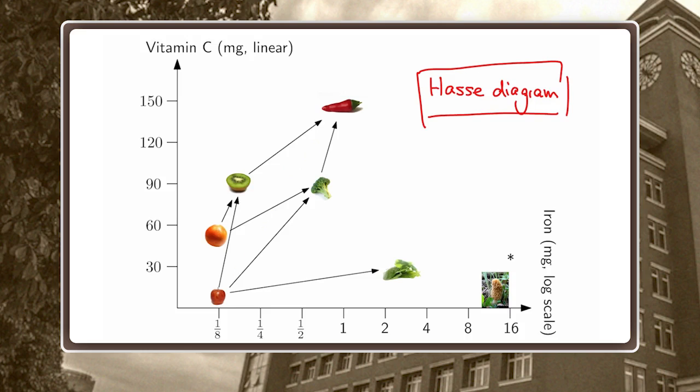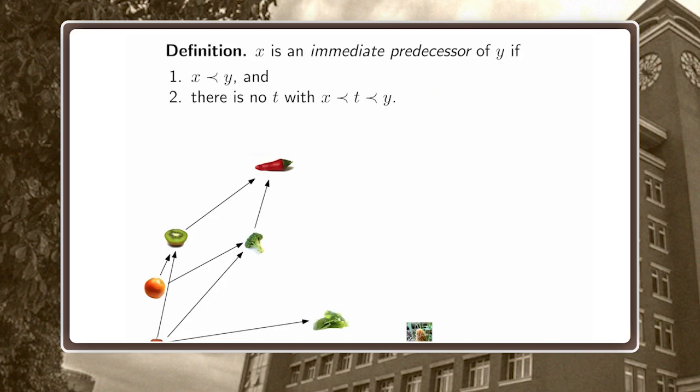Again, this deserves a formal definition. We call x an immediate predecessor of y if x is smaller than y and there is nothing in between. So you cannot find anything that is strictly between x and y. So for example, the kiwi and the chili are immediate predecessors, but the apple is not an immediate predecessor of the chili because the kiwi is in between. The broccoli is in between too. Okay, so now if for every immediate predecessor you include an arrow xy, then what you get is the Hasse diagram. And there is actually a cute lemma.